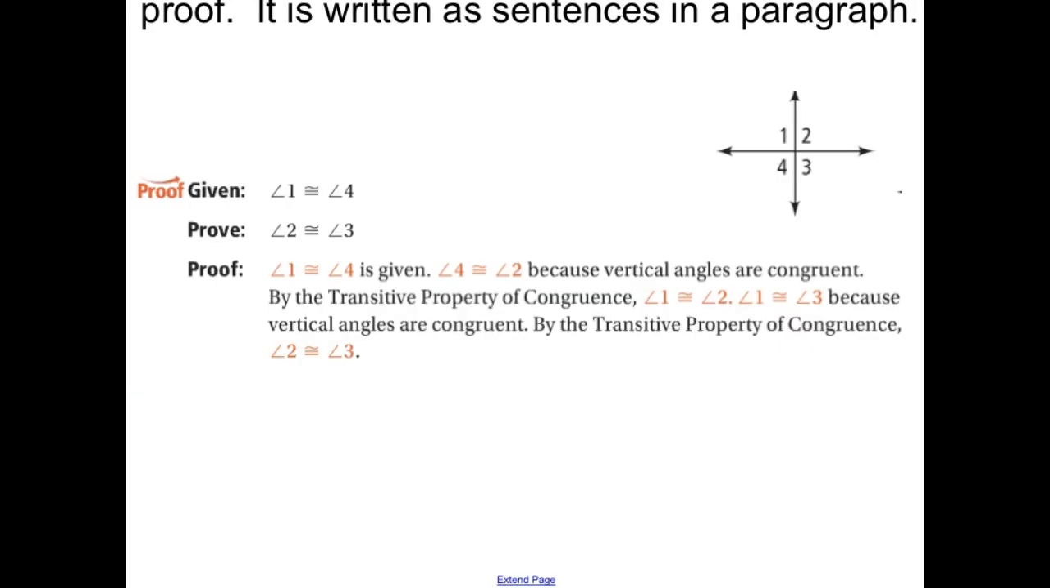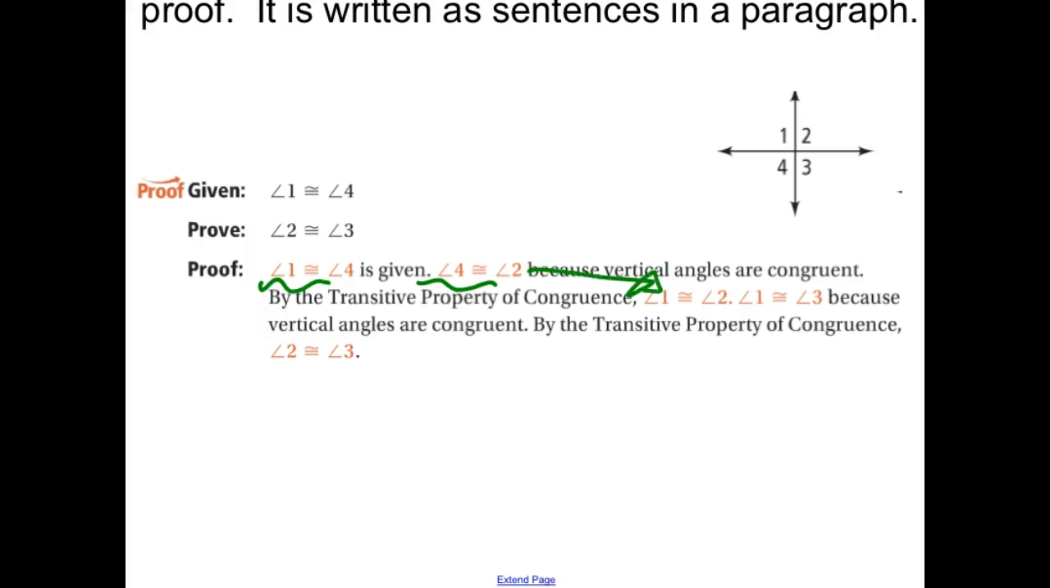So we started by saying angle 1 is congruent to angle 4 was given. Then we said angle 4 and 2 are vertical. Okay. Then we could say we use the transitive property that then link those 2 statements here together.